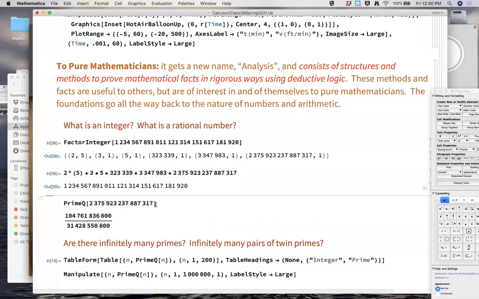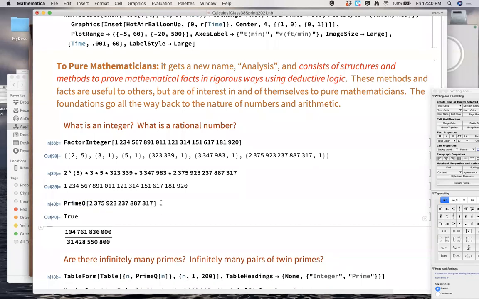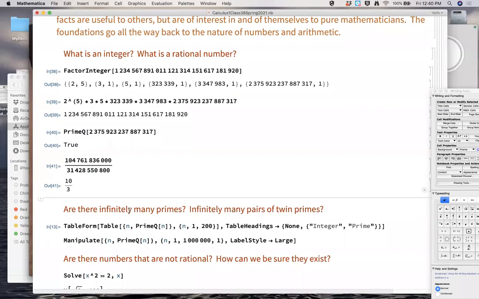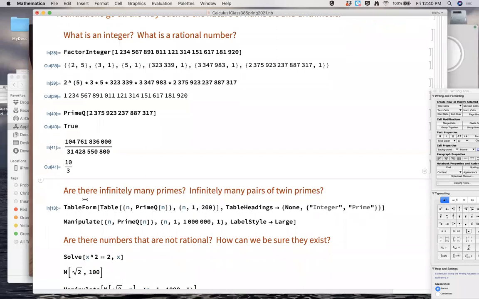You can plug in a random number into Mathematica and ask whether it's prime or not. PrimeQ will return true if this is prime, and false if it's not prime. It says true, it is prime. And you can compute or reduce fractions, for example. You can try to ask and perhaps answer abstract kinds of questions. For example, are there infinitely many primes?